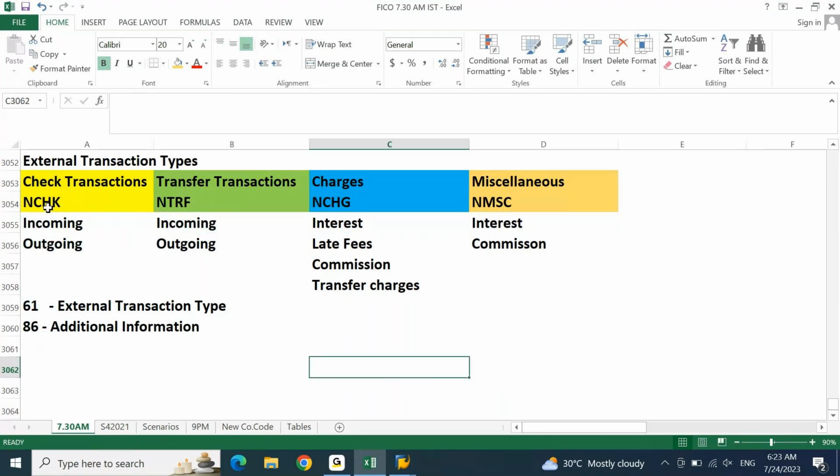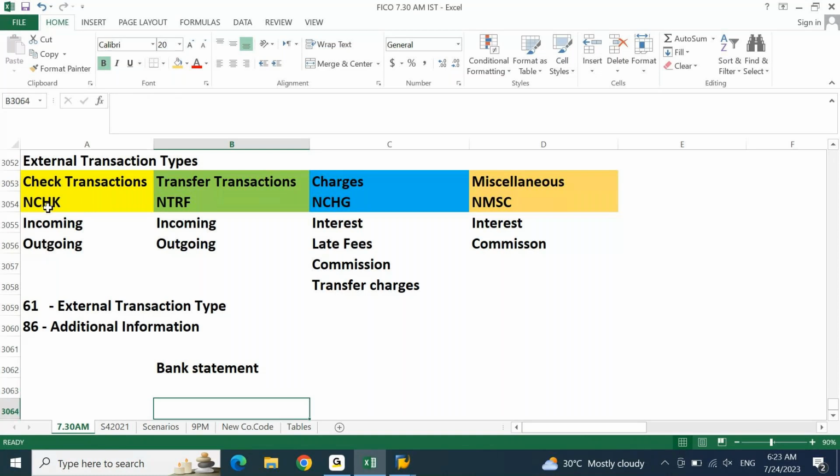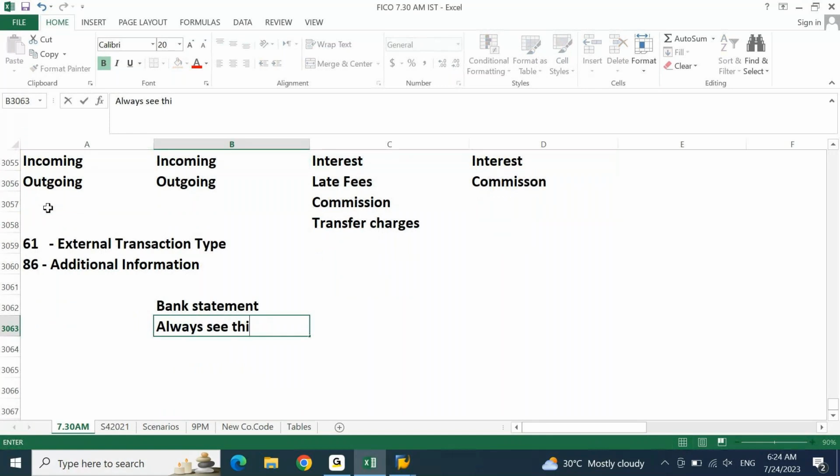When you are looking at the bank statement, always look at it from the bank point of view. Why do we need to look at the bank statement from the bank point of view? Because in your bank statement, the debit credit indicators are from the banking side, not from the accounting side. As we know, debit in accounting will be credit in banking, and credit in accounting will be debit in banking.